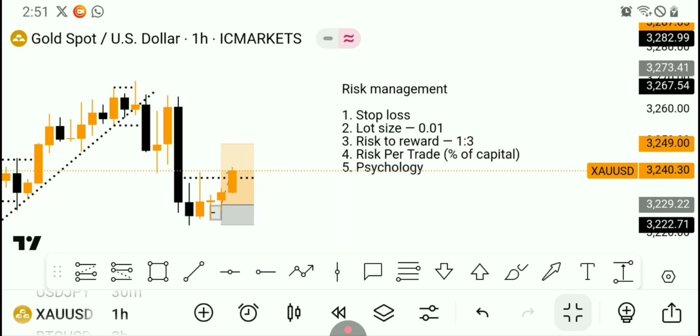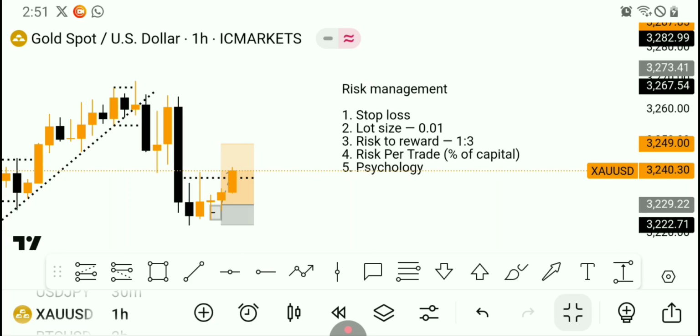So guys, that's risk management in its entirety. These 5 things are what make up risk management when you are trading. And if you stick to these things, you find out that you are always profitable, no matter how bad of a trader you are. If you always stick to this, you're always profitable. So make sure you stick to your risk management. It is very, very important.